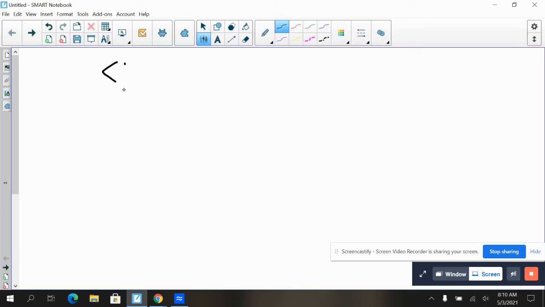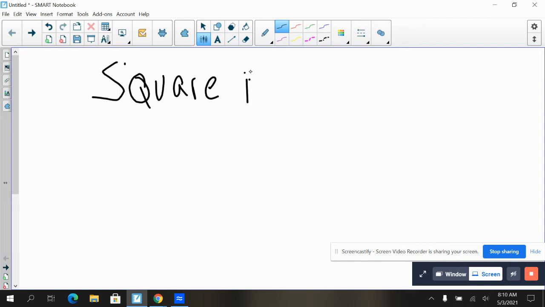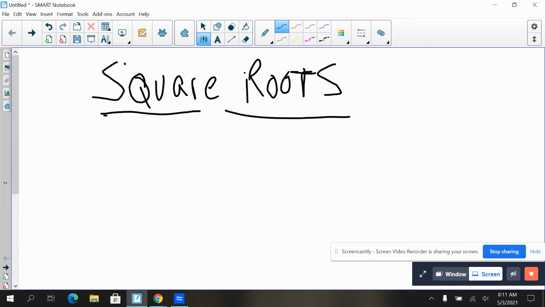We're moving on to square roots. Okay, you have a paper in front of you that I passed out, the square root chart. You also have it on today's slide.